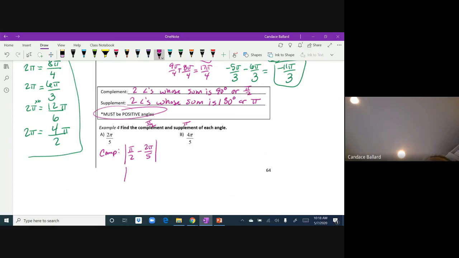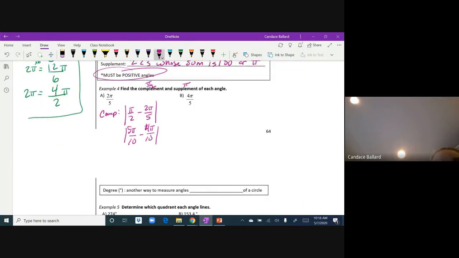All right. So obviously I can't add a denominator of 2 and a denominator of 5 together. I have to make a common denominator. So I'm going to make a common denominator of 10, which means I need to multiply the pi by 5 because 2 times 5 is 10. And I need to multiply the 2 pi by 2. So I get 4 pi.